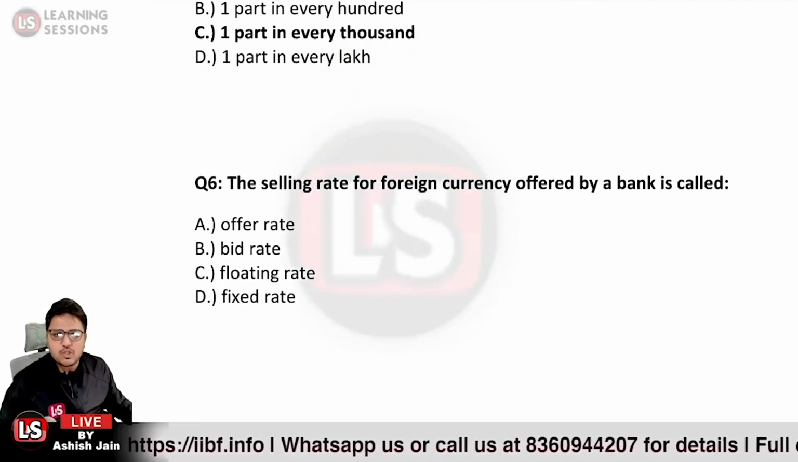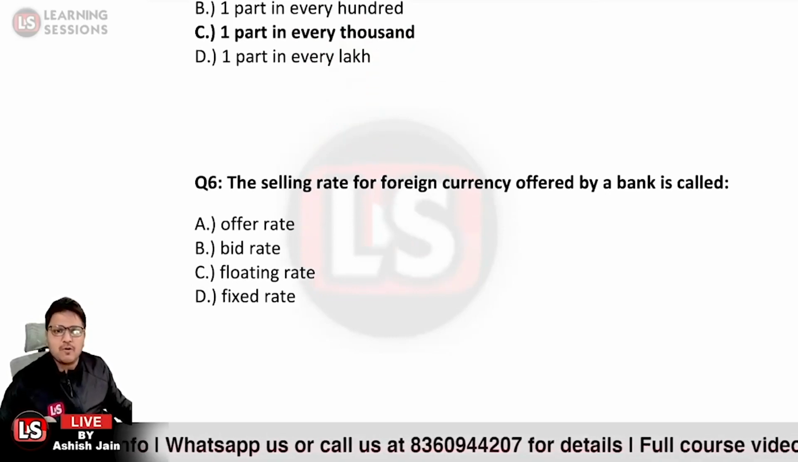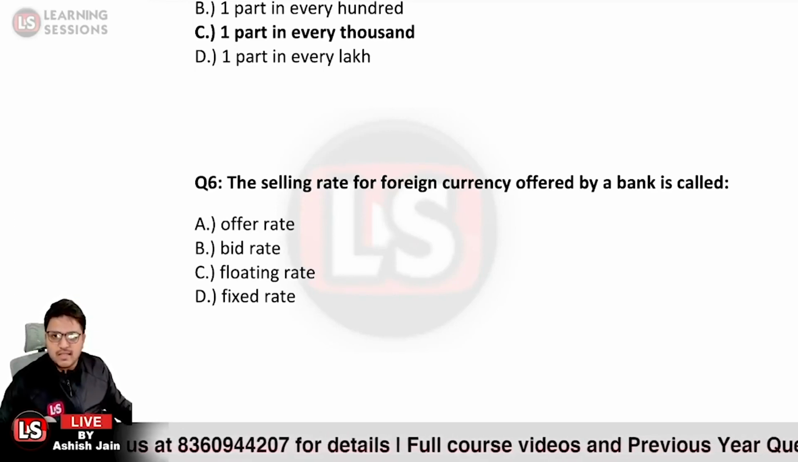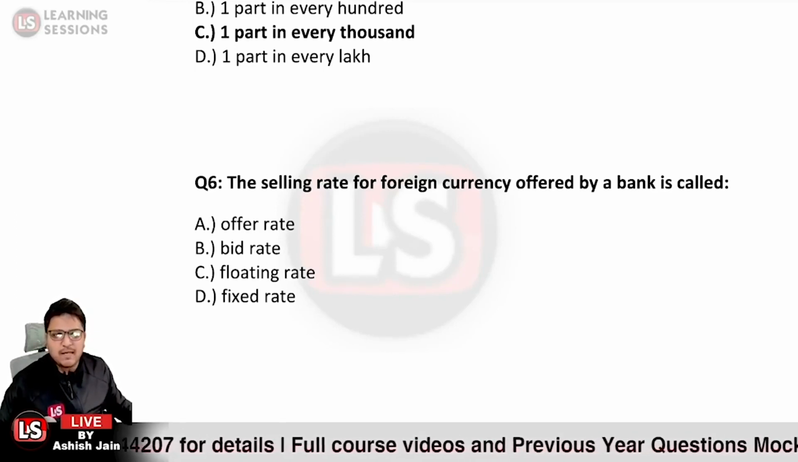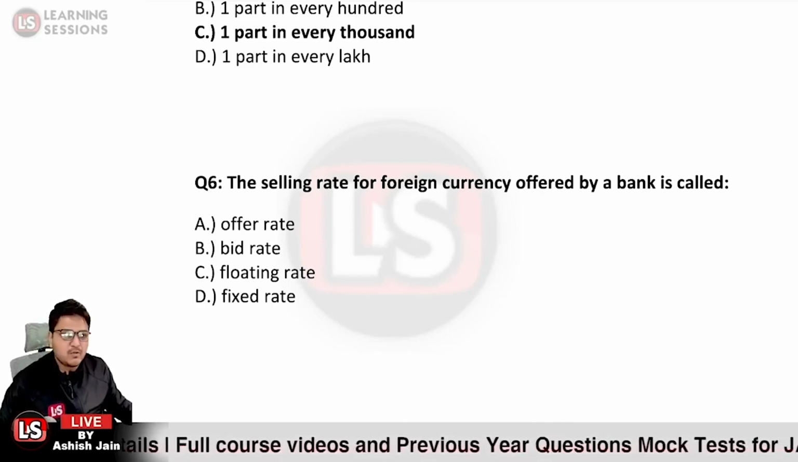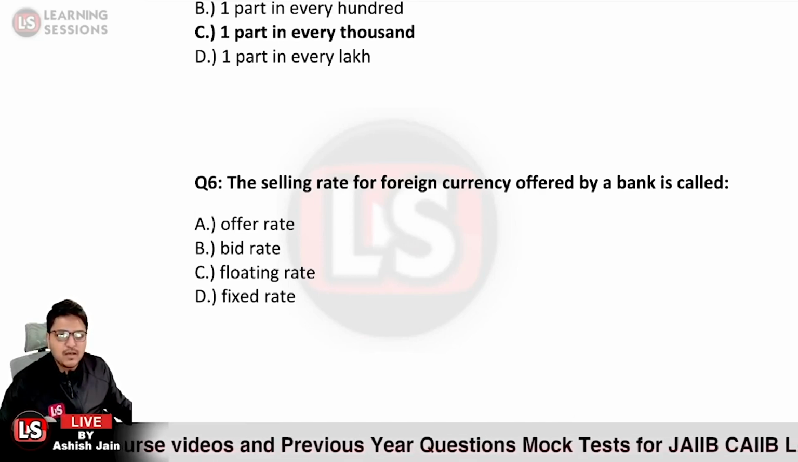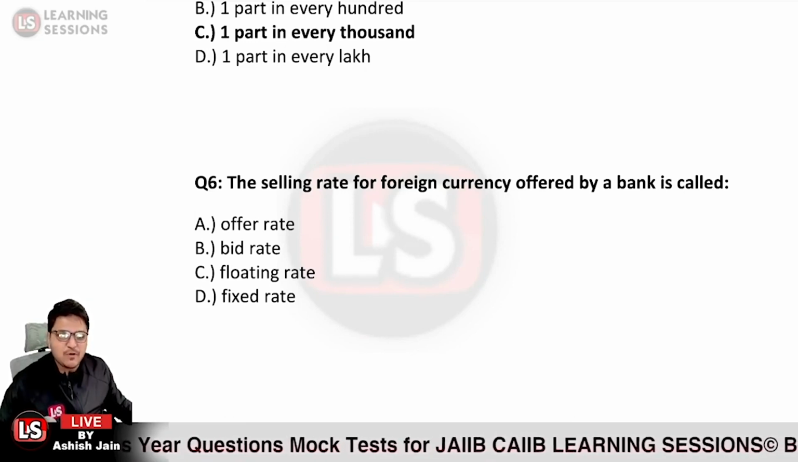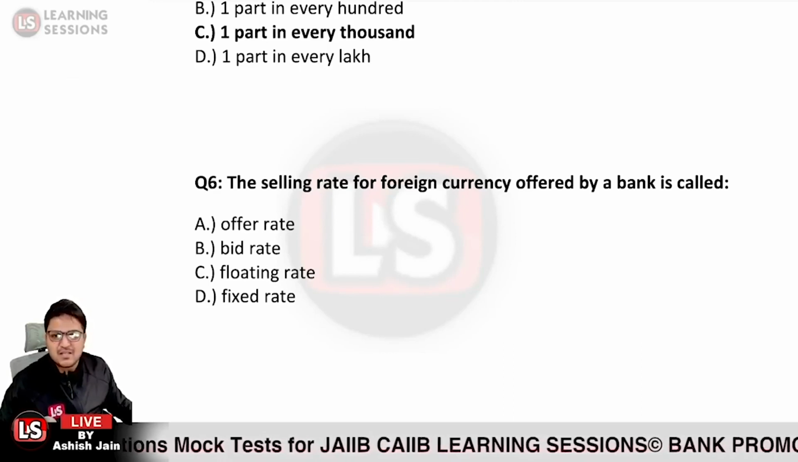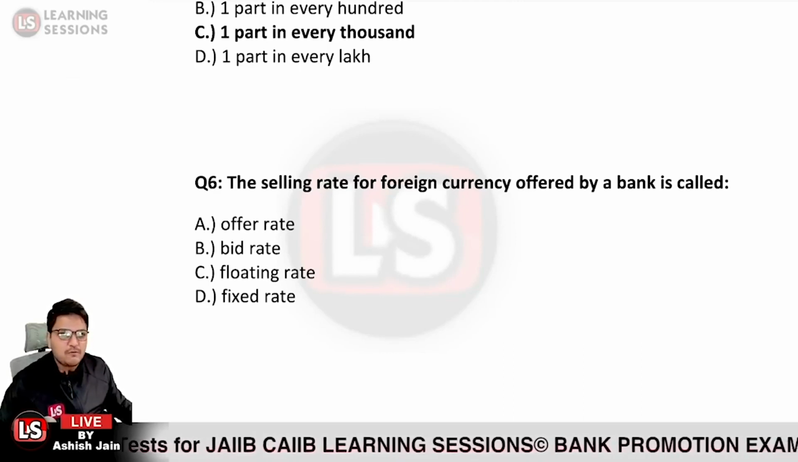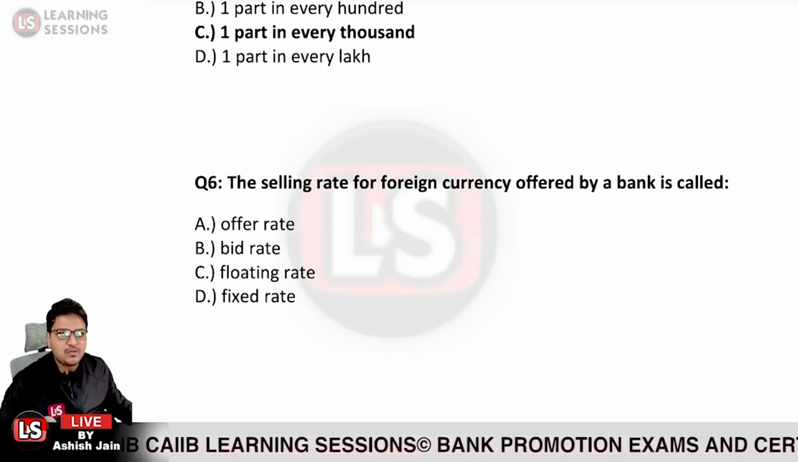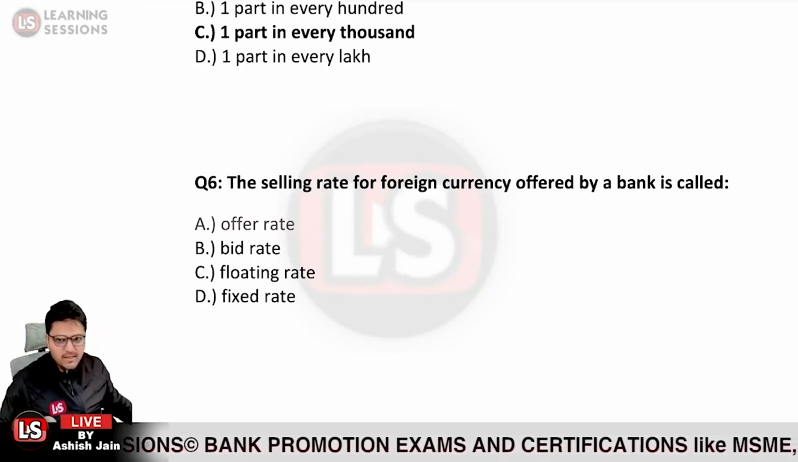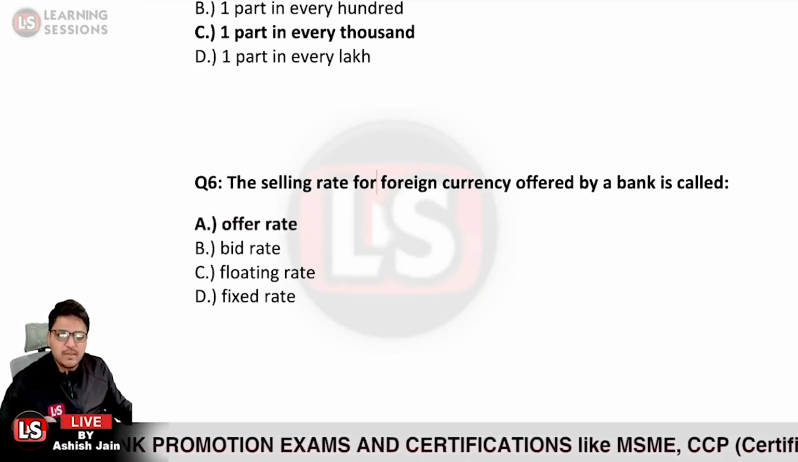Let's move to the next question. Question number 6. It says the selling rate for foreign currency offered by bank is called what? Kindly do mention the question number along with your answer so that I can know which question you are answering. So it is an offer rate, at which the bank is ready to sell. Bid rate is the rate at which the bank is ready to buy, and the offer rate is the rate at which the bank is ready to sell.